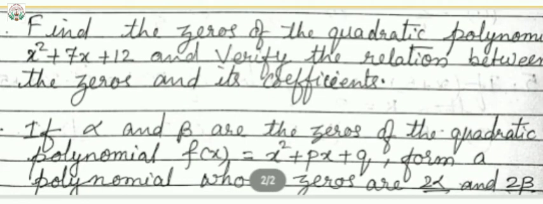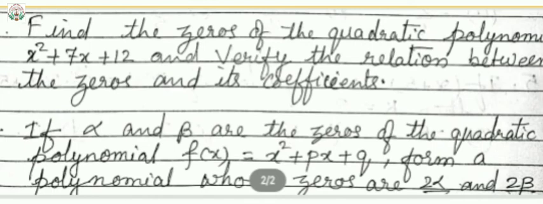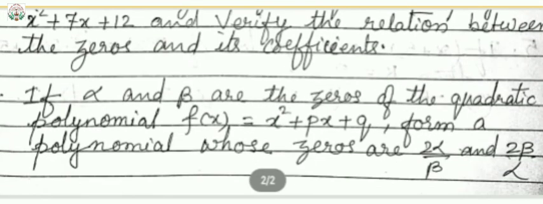Alpha into beta means the two zeros you got after splitting the middle term, you multiply them, and then you check it with the coefficients, that is the coefficient of the constant upon the coefficient of x square. So if the answers match, if you are getting the same, that means it is verified. Okay, now go for the fifth one.